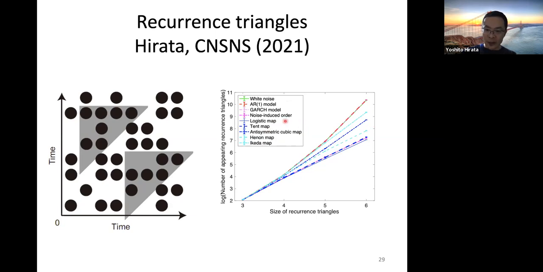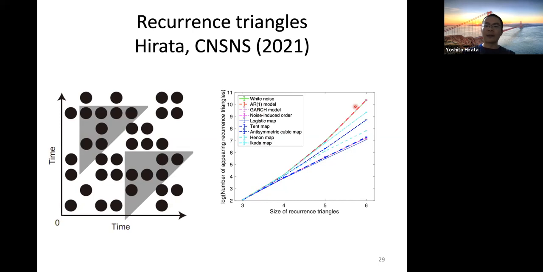For the model of noise-induced order, it's very hard to see from the figure, but most of the time series have sub-exponential growth in the variety of recurrence triangles. For the case of white noise, the first-order autoregressive linear model, and the Gauch model, the variety of appearing recurrence triangles tends to grow super exponentially. This is the result for time series of length 10,000.